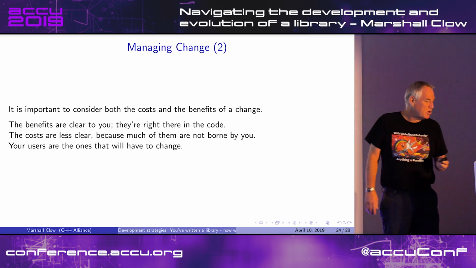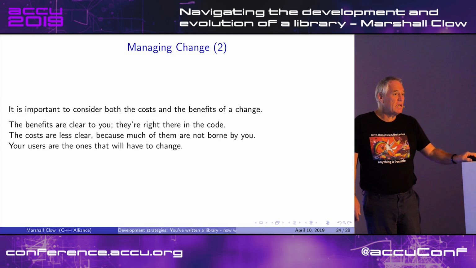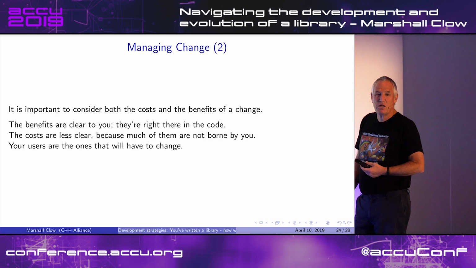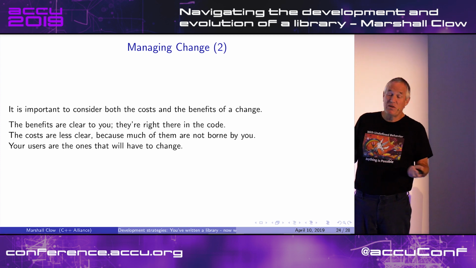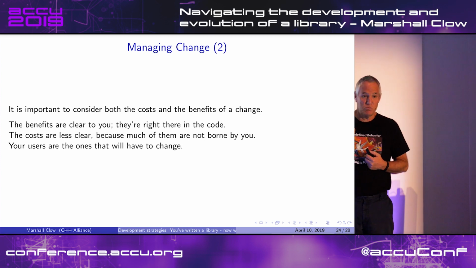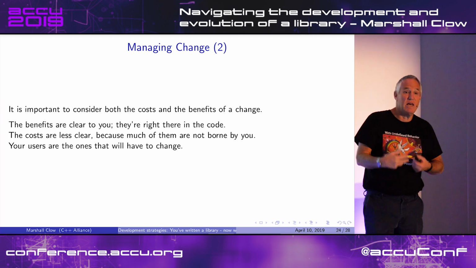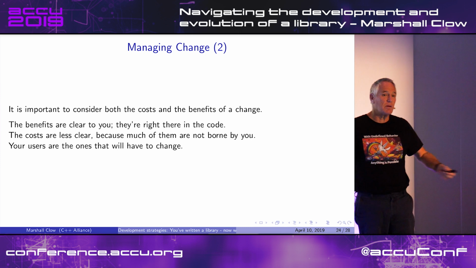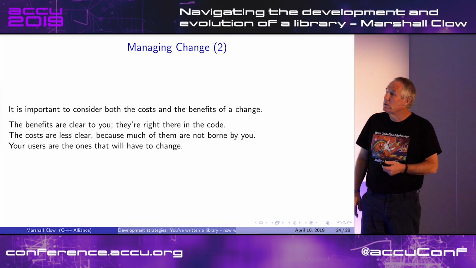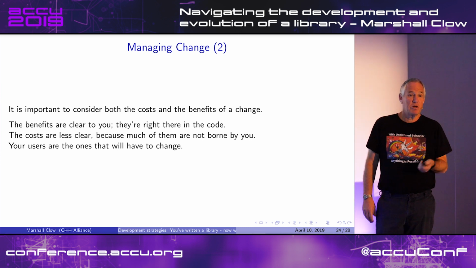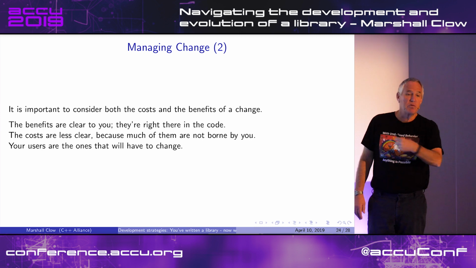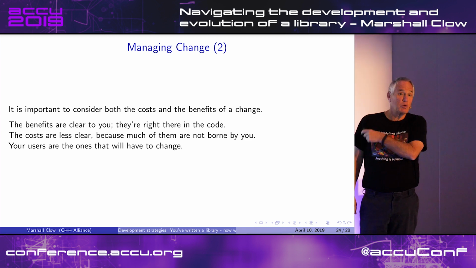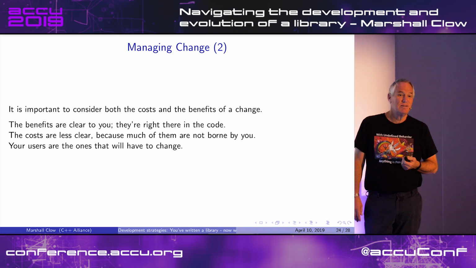Okay, so when you make a change that affects your users, you want to consider both the costs and the benefits. The benefits are usually very clear to you because you're the one who thought it up, and you say, hey, yeah, I can use 1/4 as much memory, or I can speed something up by a factor of 2, or whatever. Some of the costs are borne by you as the author. Some of the costs are borne by your users. Those ones are not really clear to you.